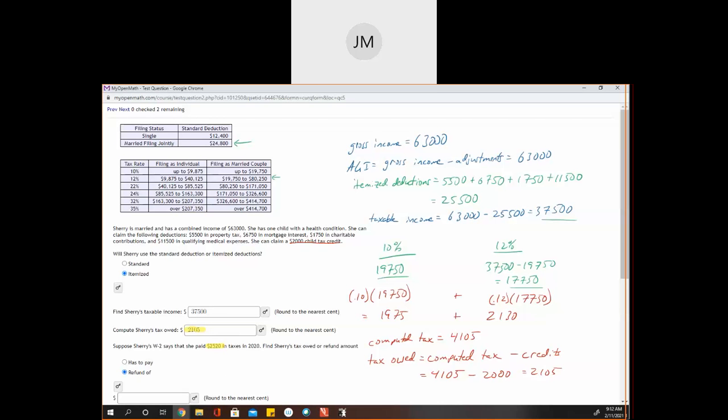The refund is the difference. So I take 2,520 minus 2,105, and I get $415. So they're going to get a $415 refund. If the amount they paid was less than the amount that they owed, then they would have to pay more, because they haven't paid enough yet.